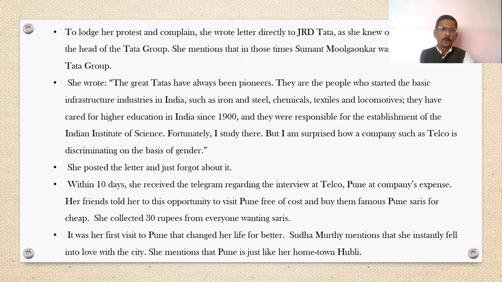She traveled to Pune. When she first landed in Pune, she remembered that she fell in love with the city. It was the charisma, the charm of the city of Pune, and it became her second home. She mentions in the chapter that she loved Pune as she loved her hometown, Hubli. So this was love at first sight with Pune, because this was the city that gave a lot to the Murthy couple. Sudha Murthy, then she was Sudha Kulkarni. After getting married to Narayan Murthy, she became Murthy.